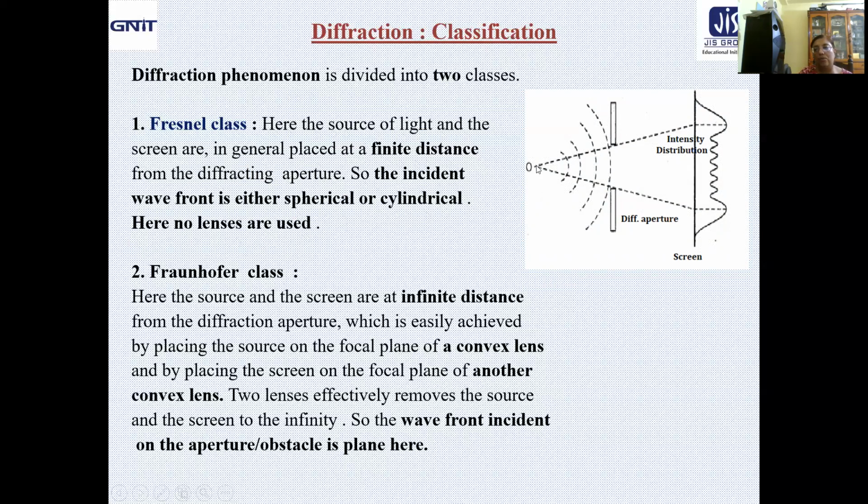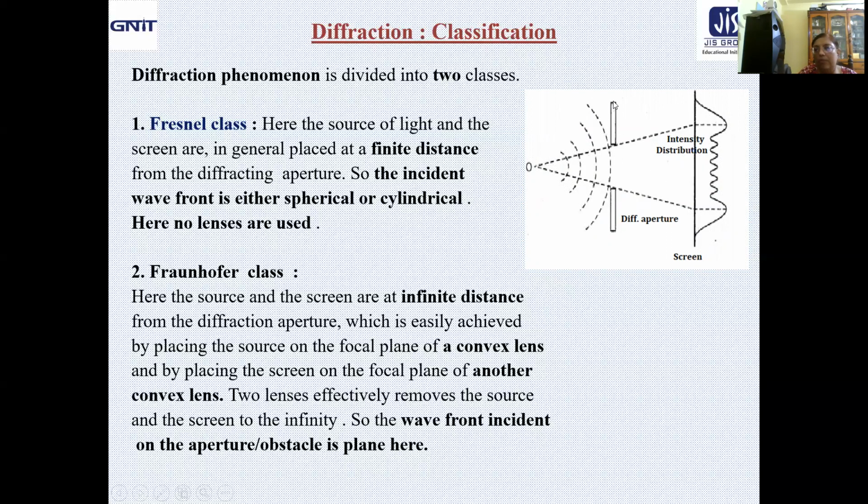Let us take a look. This is a point source, the spherical wavefront in the form of secondary wavelets you are getting. You can draw the envelope and you are getting the enveloping wavefront moving in the forward direction. Now, when it reaches the opaque obstacle or the diffraction aperture, naturally from the sharp edge, it will pass beyond it and you will find the intensity distribution on the screen.